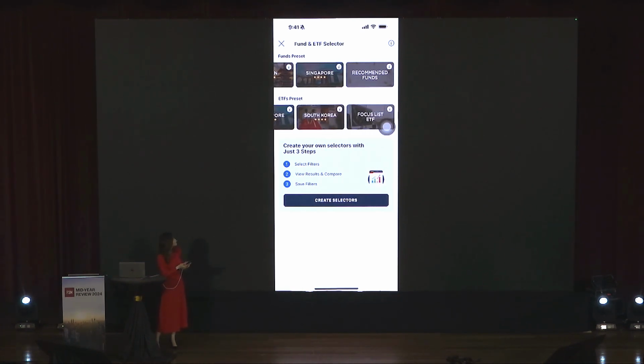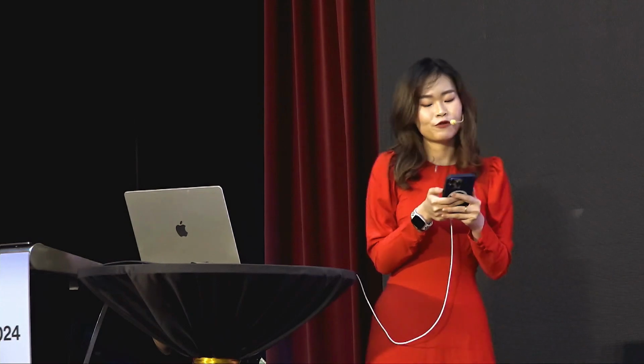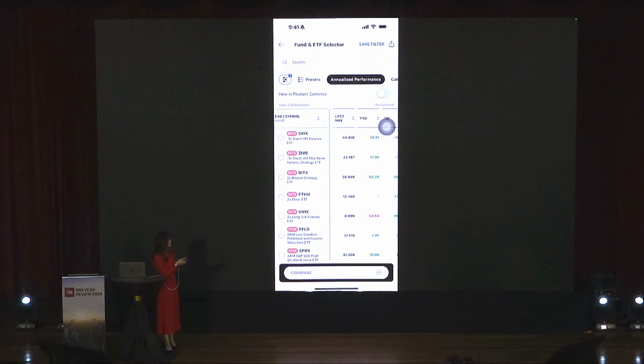For the ETF presets, it's the same thing, with even more selections, including a South Korea ETF that you can look into. And you will see that the very last one is the focus list ETF. We do have a focus list that is handpicked by our in-house researchers for you to look into.